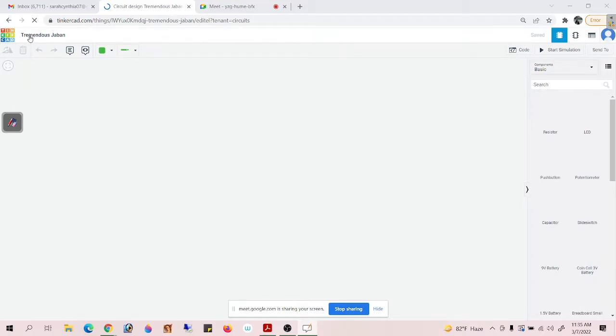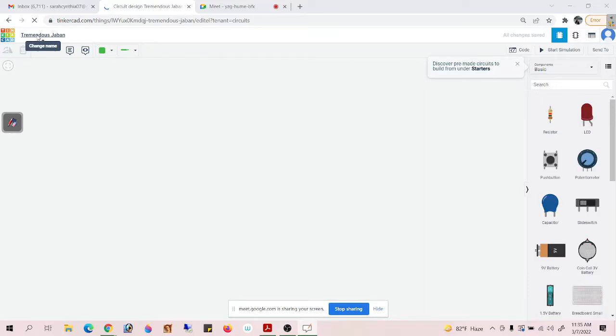Okay, in the top left corner, there will be a randomly generated name. Please rename it. We can name it Experiment 4 Superposition, or we can just write Experiment 4 Task 1 and then your student ID.